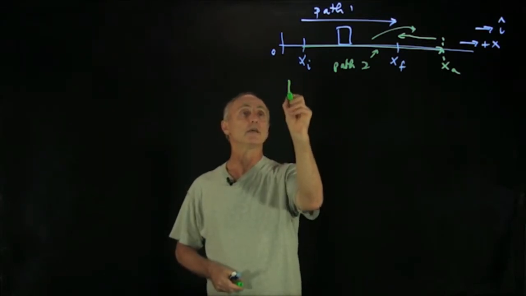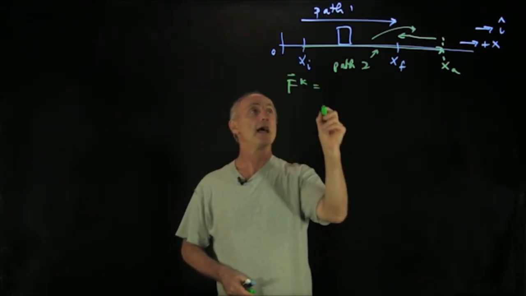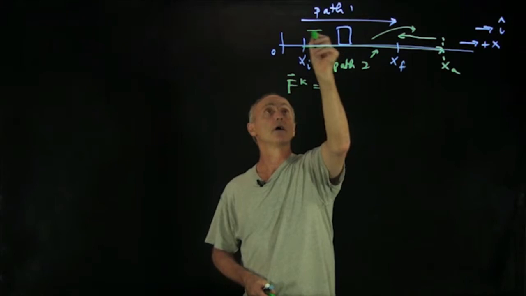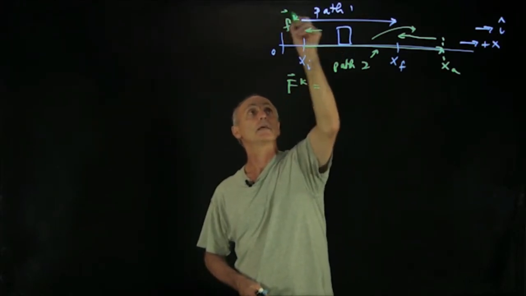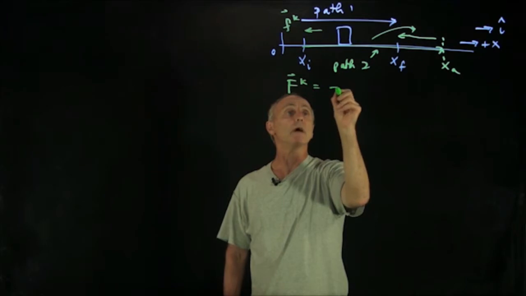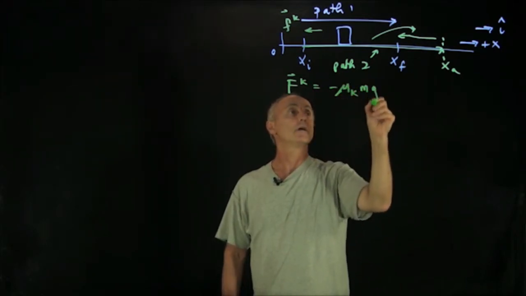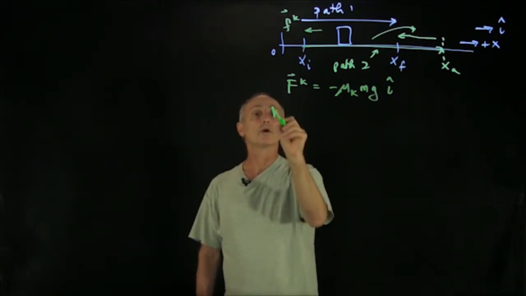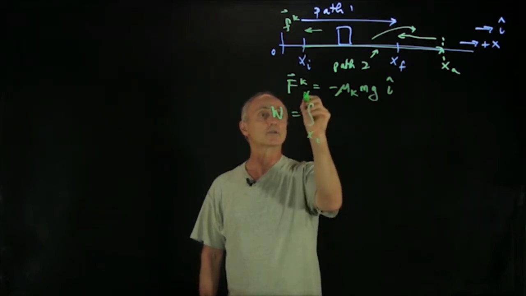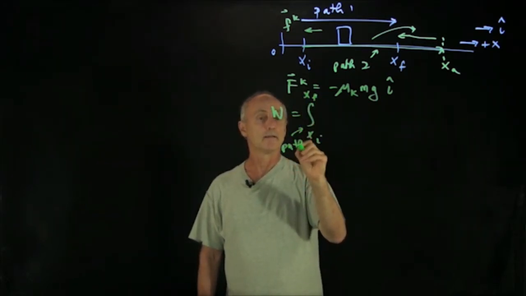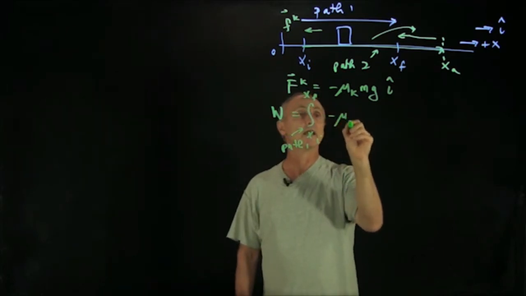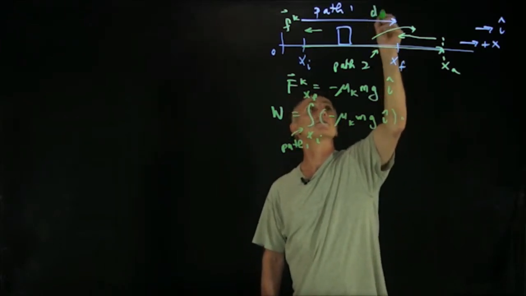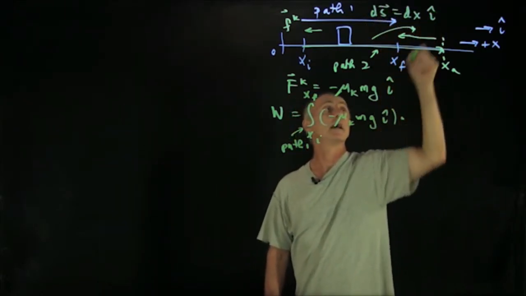Our force here is the kinetic friction force. And the kinetic friction force, remember, is, in this case, going to oppose the motion. So we have force kinetic for path 1, and that is minus mu k mg in the I hat direction. And so when we do the integral for the work from x initial to x final, this is path 1, then we have minus mu k mg I hat dotted into, now what is the ds for this path? It's simply dx I hat.